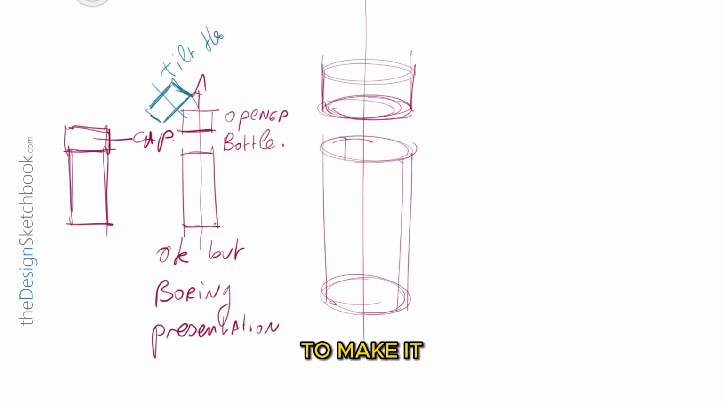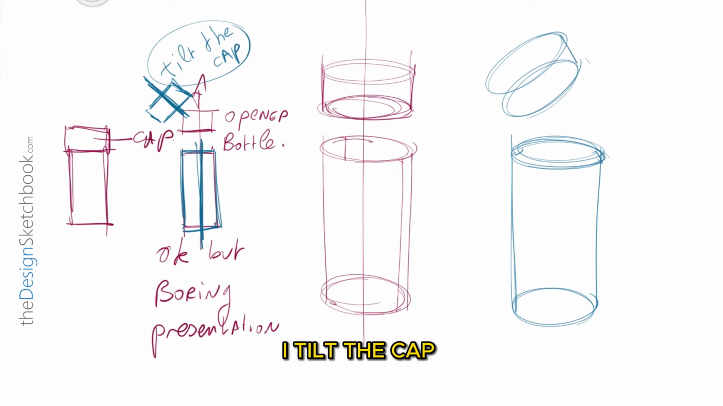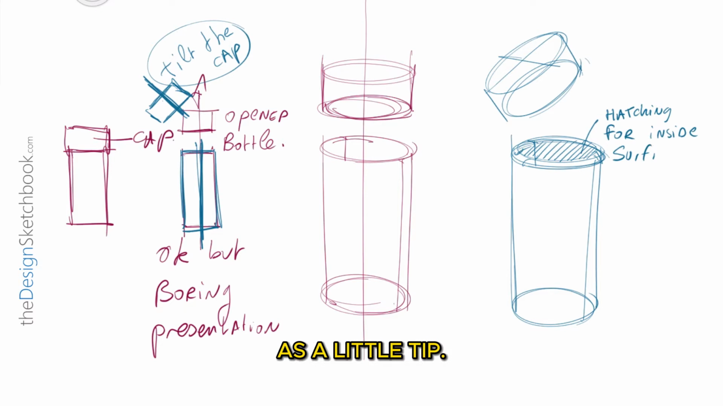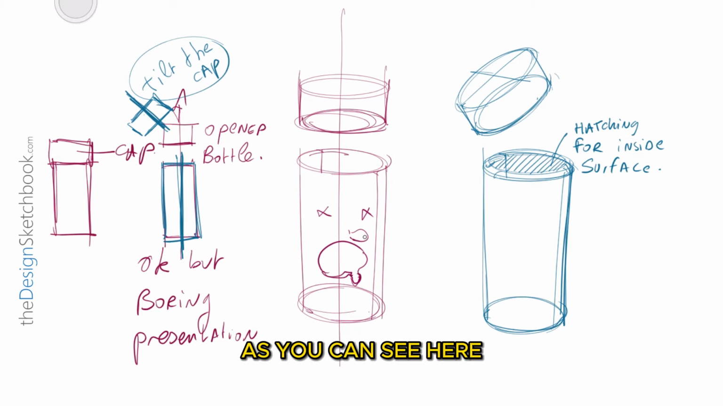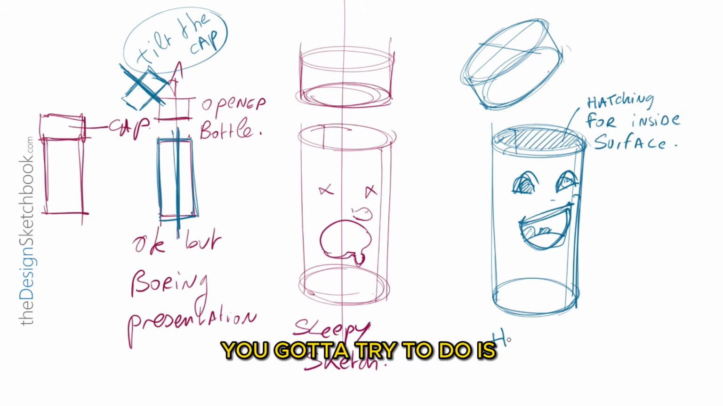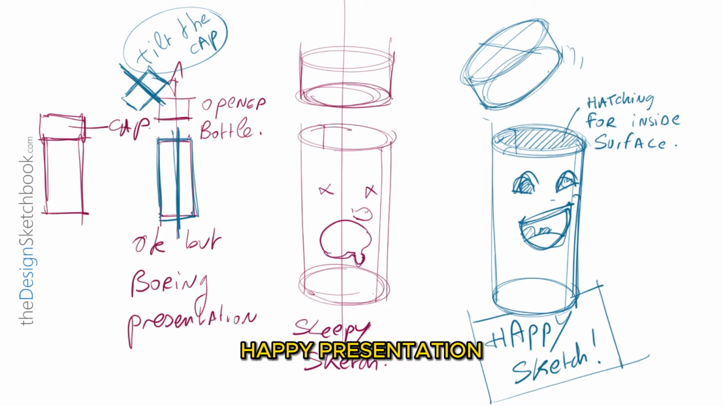So what we want to do to make it more interesting is to take the cap and tilt it. For example here, as we can see in perspective, I tilt the cap so it makes something more lively, more dynamic. I add the hatching for the inside surface as a little tip to create some more contrast. As you can see, from before, it was a pretty sleepy sketch, I would say, and the other one is more like a happy sketch. So that's what you can try to do: when you draw your sketches, try to get a happy presentation so it makes your product much more interesting to see.